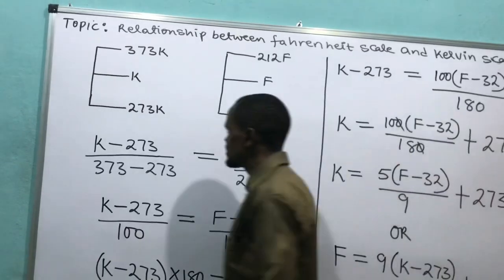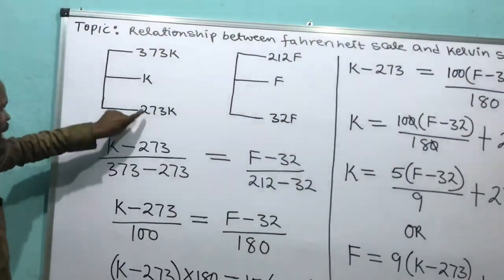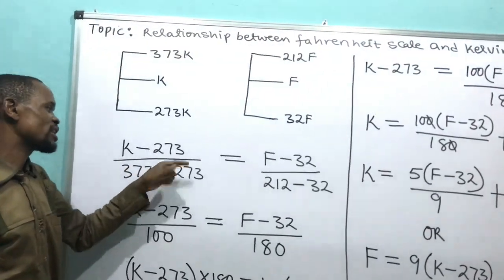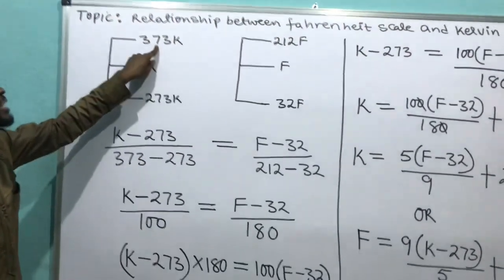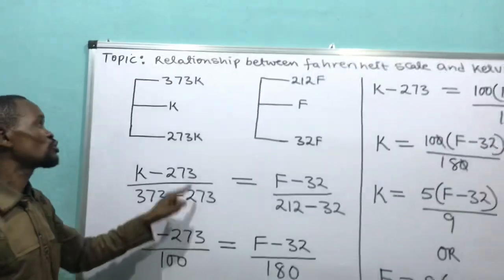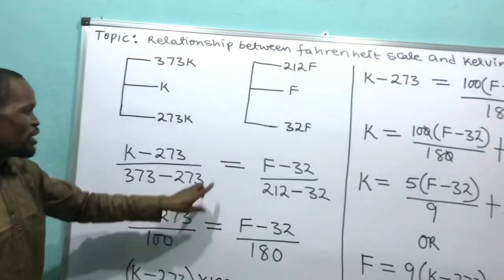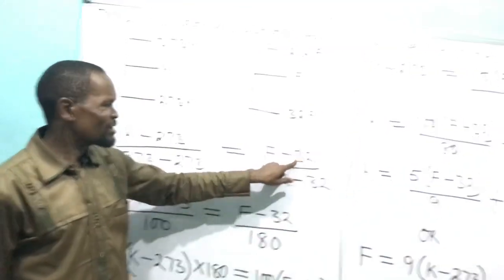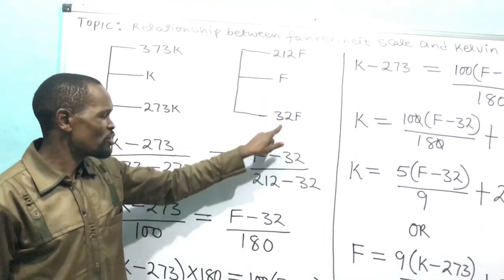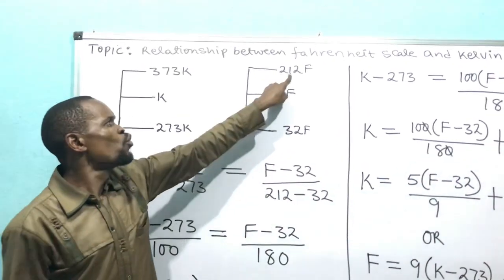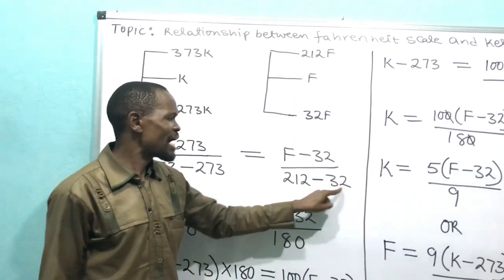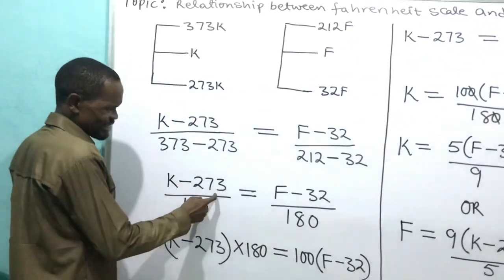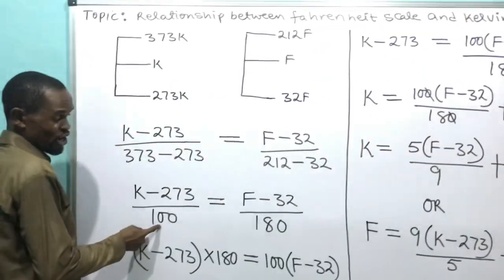Then let us relate it. I will now say K minus 273 over 373 minus 273 equals F minus 32 over 212 minus 32. Have you said it now? We start the journey. 373 minus 273 will give me 100.